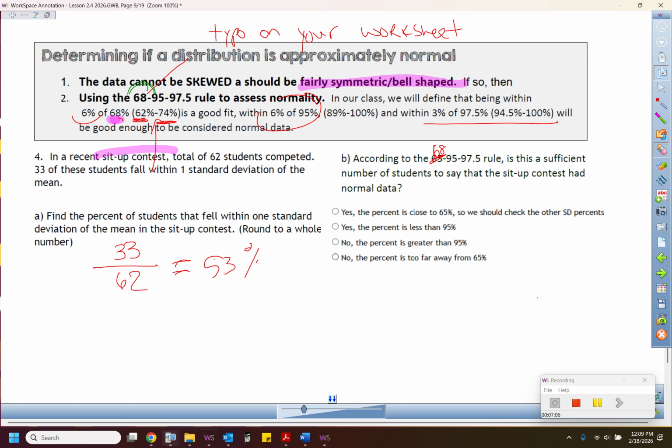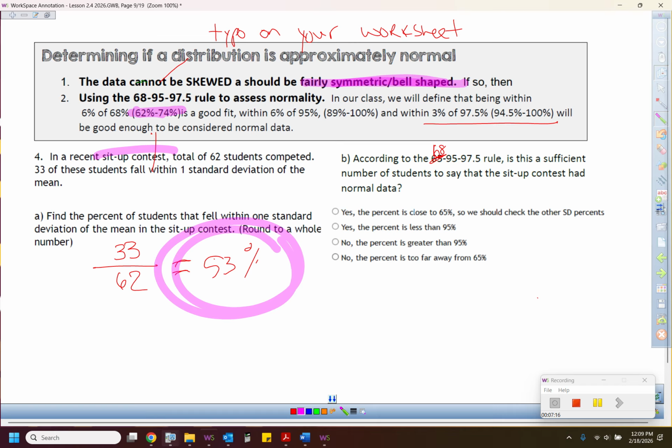Here's the rule. We need to be within one standard deviation. This number right here has to be in that range. Does 53 fit inside of there? Nope. So that means that answer is going to be no. So I can rule out 2 right away because their answers were yes. And it says, no, the percent is 95%, too far away.